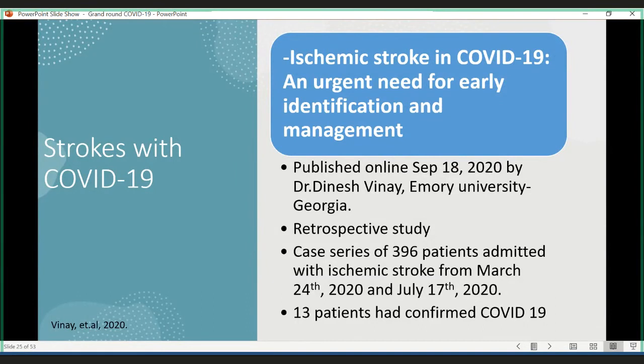Stroke with COVID-19. One of the early studies was published at Emory University, Georgia. It is a retrospective study done on 396 patients who were admitted over a period of 4 months, from March to July 2020. Sorry, 396 patients were admitted with stroke, and they found 13 patients confirmed with COVID-19.